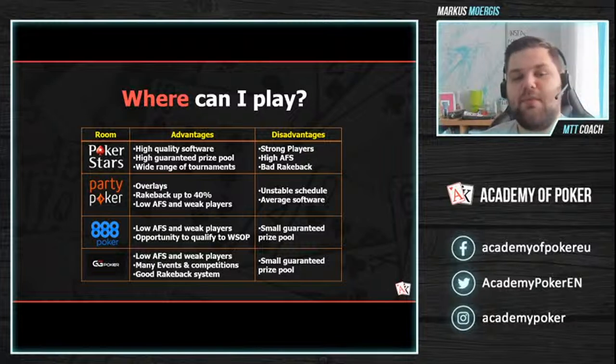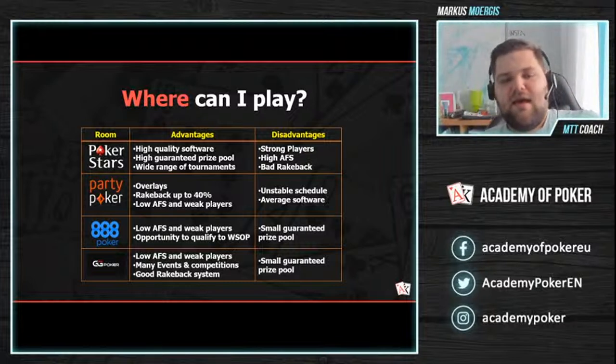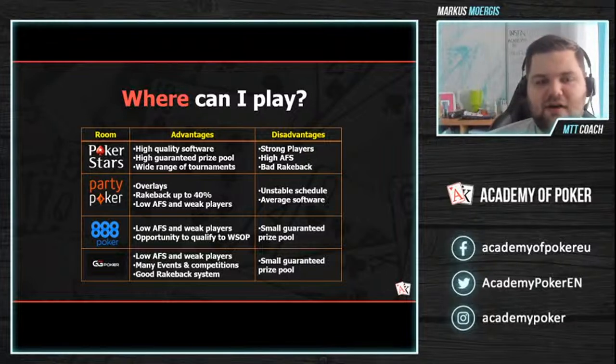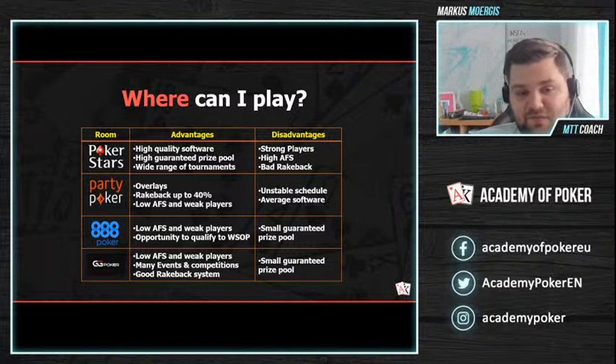Next up, we got Party Poker. Positive things here: we got quite some overlays. Overlays means that the site guarantees a prize pool for the tournament, but the amount of players in it do not reach that guaranteed prize pool. So the site has to pay some extra because they guaranteed that money, and they cannot just leave some money out of the prize pool in the end, which is pretty nice. They have quite good rakeback, and the average field size is not as big as on PokerStars, and the players are in general a bit weaker than on Stars. Disadvantage here: the schedule is not the most stable one, and the software definitely has its flaws.